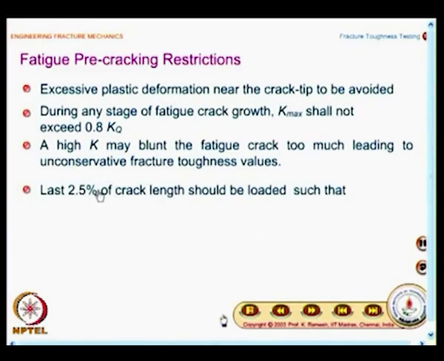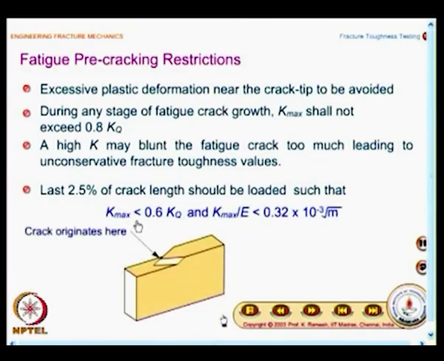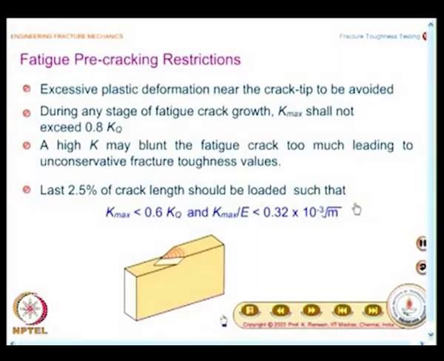Not only this, the last 2.5% of crack length should be loaded such that K max is less than 0.6 Kq and K max divided by Young's modulus is less than 0.32 into 10 power minus 3 root meters. These are all very stringent restrictions, and in fact, a person performing the fracture toughness testing has to adhere to them.